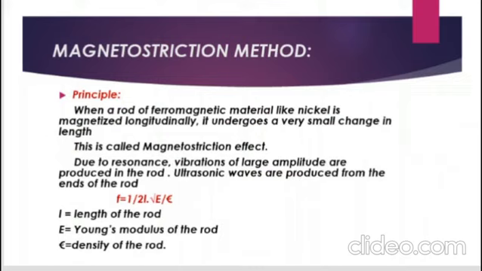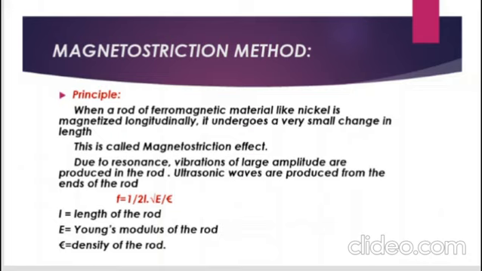Magnetostriction method. Principle: when a rod of ferromagnetic material like nickel is magnetized longitudinally, it undergoes a very small change in length. This is called the magnetostriction effect. Due to resonance, vibrations of large amplitude are produced in the rod. Ultrasonic waves are produced from the ends of the rod.